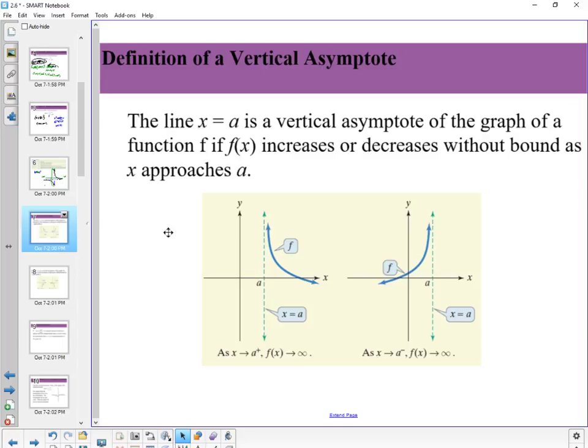Definition of a vertical asymptote. A vertical asymptote is just an imaginary line. It's not really there. We draw them because we like to visualize things. So what you're looking at here, here's asymptote A. Those are imaginary lines that our graph will get closer to, but it will never cross. It will get infinitesimally close, but it will never touch it. And that's mind-blowing to me.